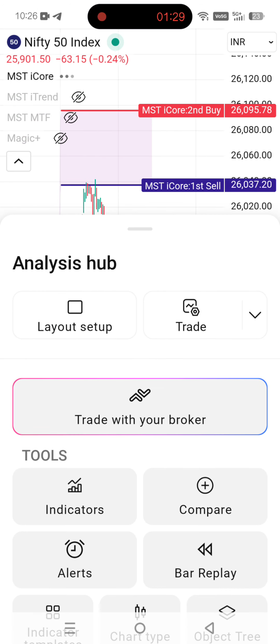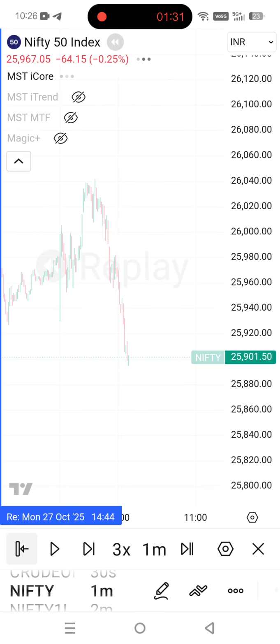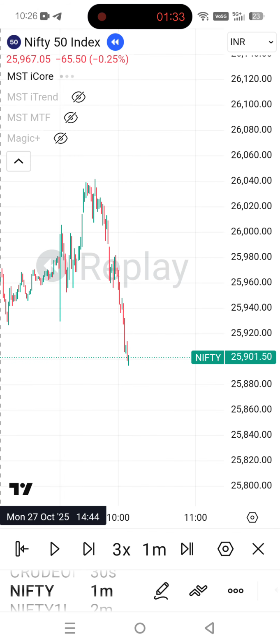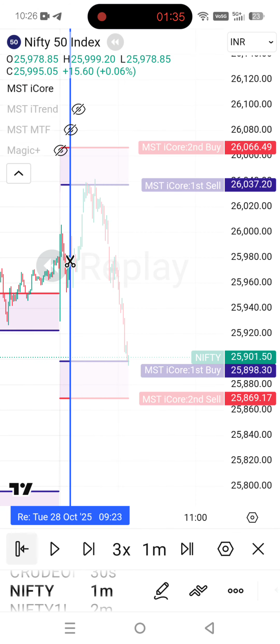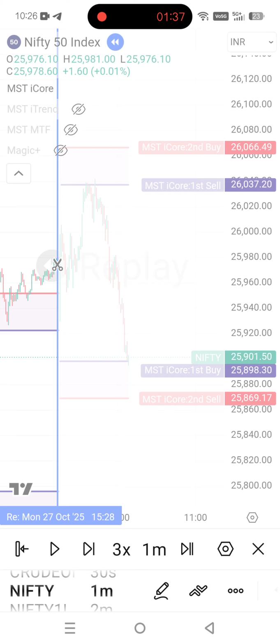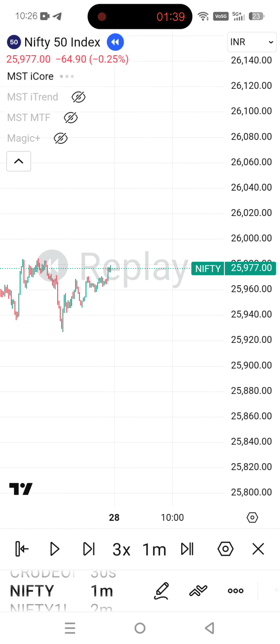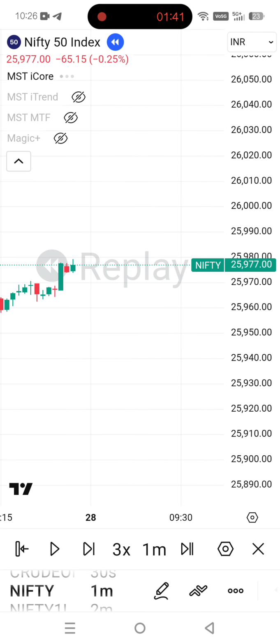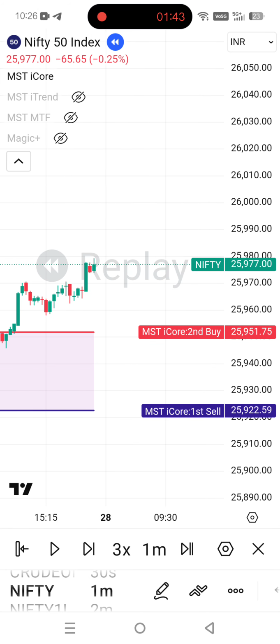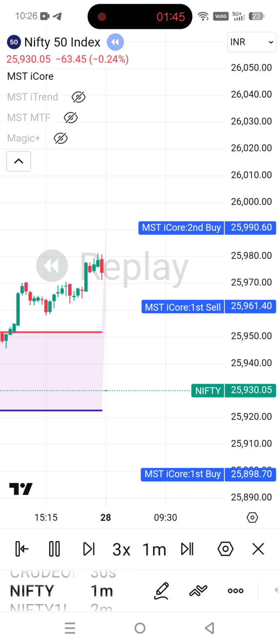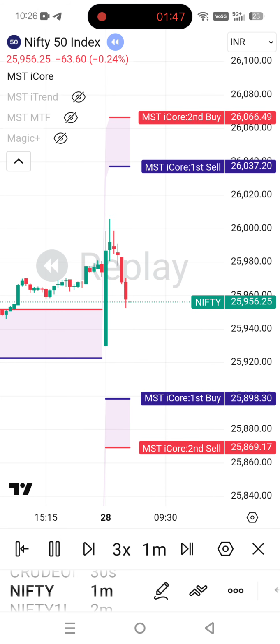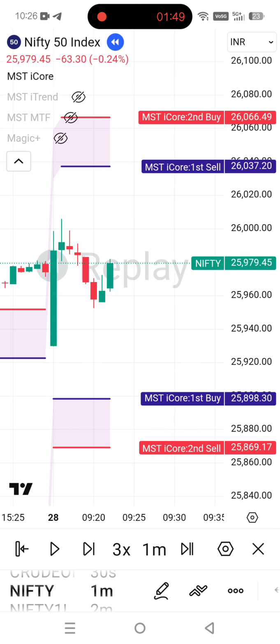I will just run the market using the bar replay option so that you will understand how to enter and how not to enter. So now this is today's market, that is 28th October 2025. I'm running the market. Assume that the market has just opened and some 5 to 6 candles have formed. And we got our sell zone and supply zone.